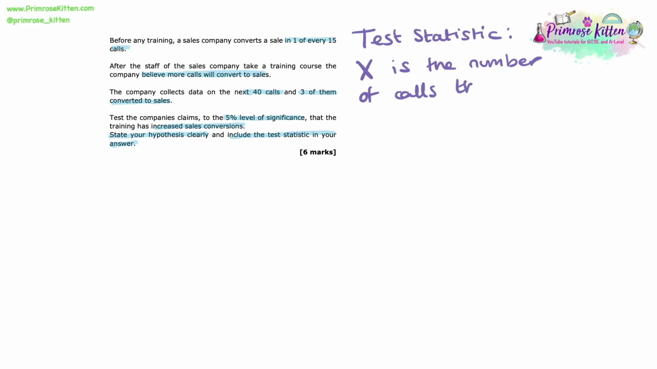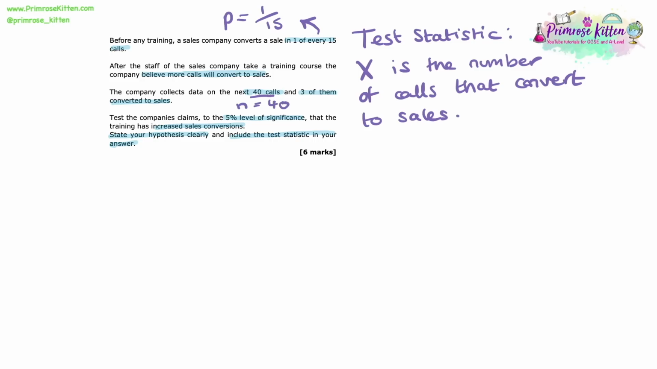And when it comes to deciding what distribution to use, we know that there is a sale in 1 of every 15 calls. So we can say that the probability of a sale is 1 out of 15, or 1/15. And we can see that the company collects data on the next 40 calls. So we have a fixed number of trials. We have n equals 40.